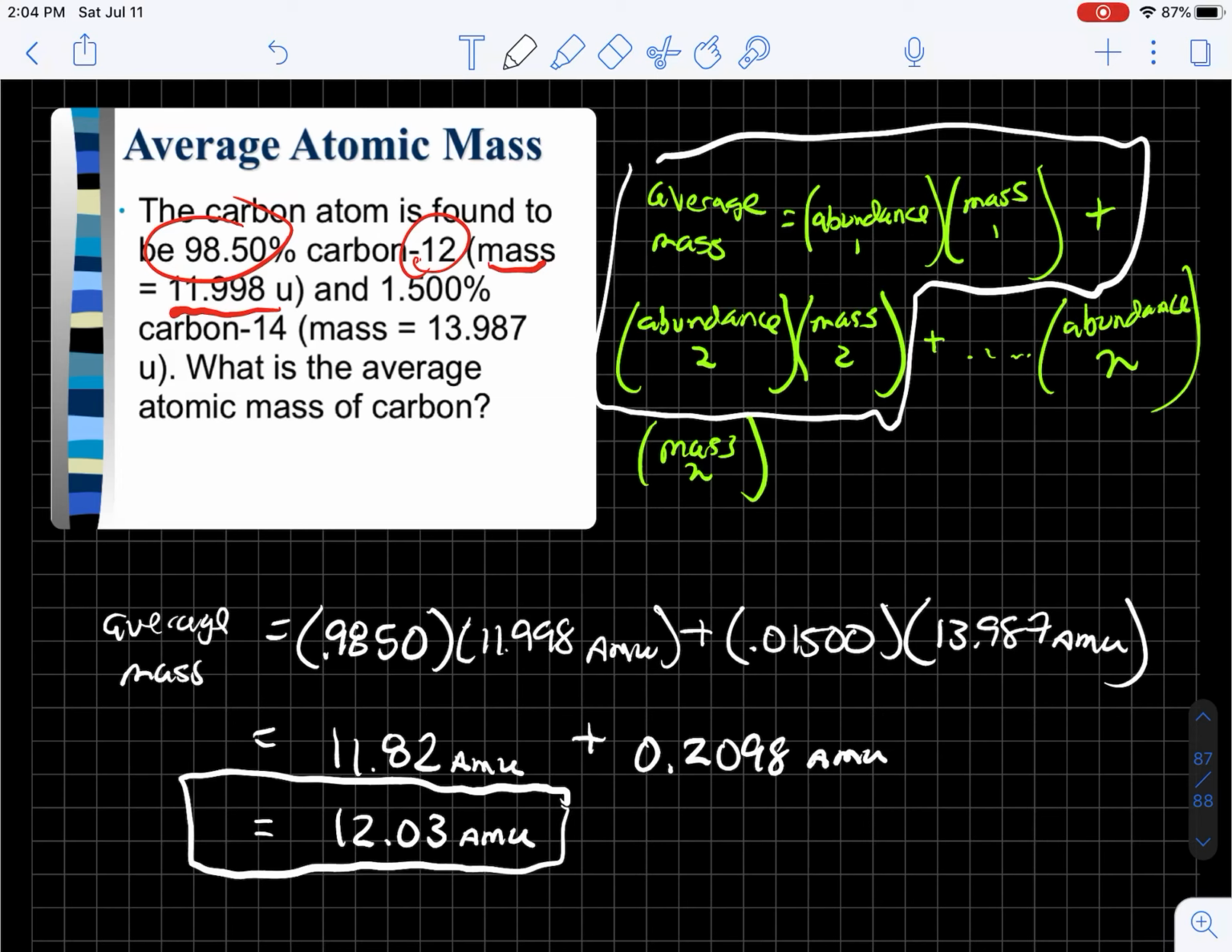We're not going to give you an average and then ask you to come up with the abundances. That's an AP level question. We're just going to stop it here.